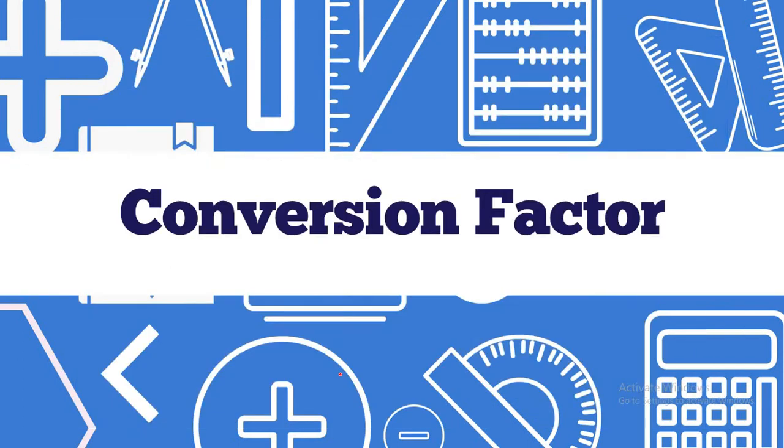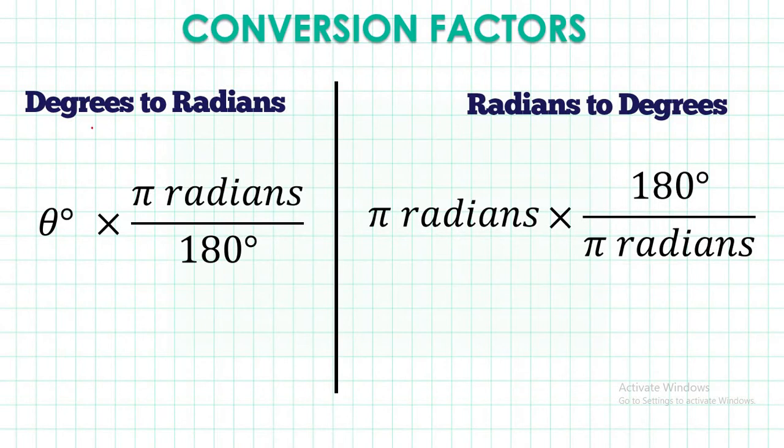In terms of formulas, here are the conversion factors you need to remember. If you want to change degrees to radians, we follow this formula. You'll be initially given theta or angle in terms of degrees. To convert it to radians, you need to multiply it using the conversion factor pi radians all over 180 degrees.